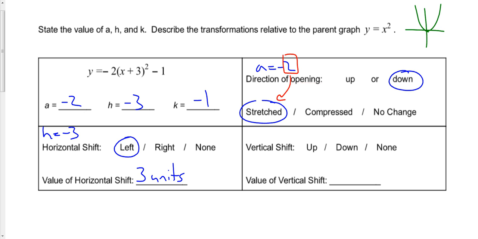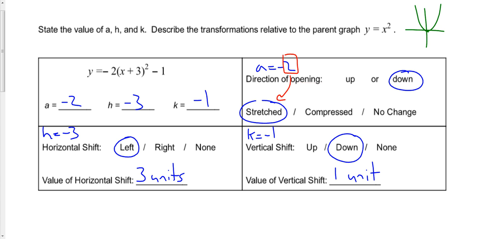Finally, next we're going to look at the vertical shift. The vertical shift is always determined by the K value, and our K value in this case is -1. Because it's a negative number, that indicates that it's being shifted down. If the K value were positive, the vertical shift would be moving up. If the K value was equal to 0, there would be no vertical shift at all. In this case, the value of our vertical shift is 1 unit, so it's moving down 1 unit.